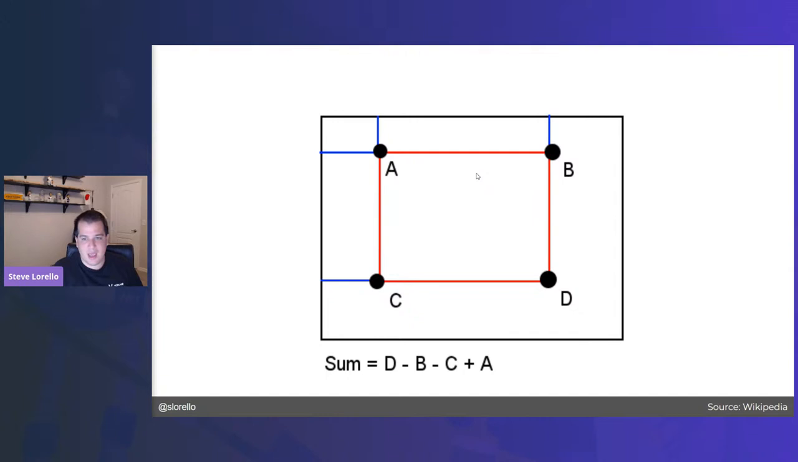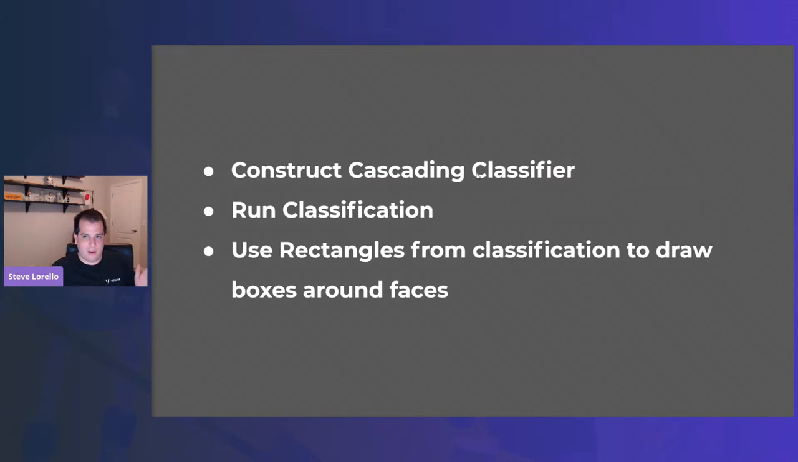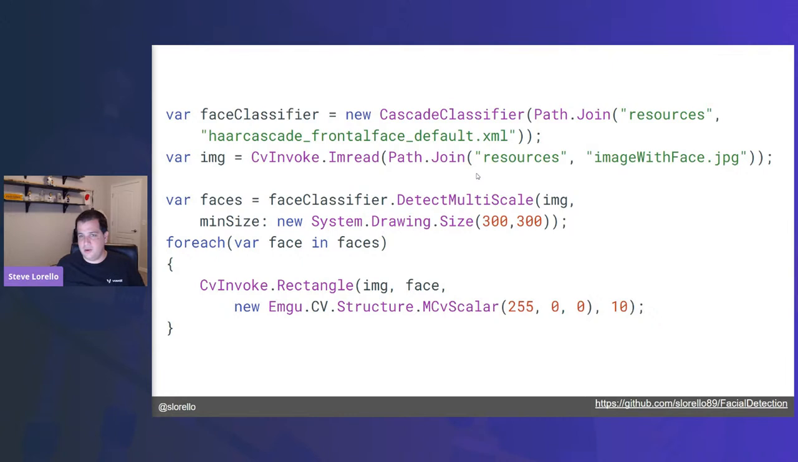So how does this all work in our .NET program? Well, it's actually quite a bit easier than what I just described. OpenCV has a large collection of Haar-like features pre-arranged into a model for a cascading classifier. The model is available in an XML file that can be very easily ingested using Emgu CV. With that model ingested, we can construct a cascading classifier, and then it's as easy as running a detect method and drawing rectangles around the faces. So this is it. This is all you need to do to detect a face in .NET.